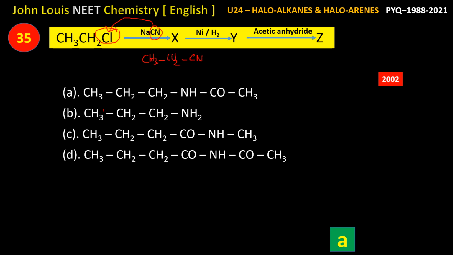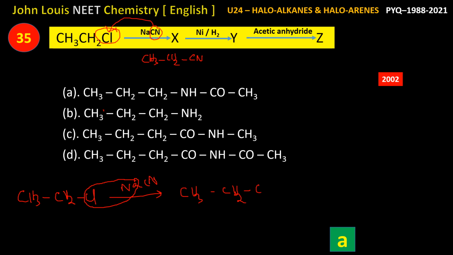Okay, so let me write it down here so that we can clearly understand this. CH3CH2Cl is treated with sodium cyanide. Sodium chloride forms and cyanide replaces the chlorine. Therefore you will get CH3CH2CN. CN can be written as what? C triple bond N. That is cyanide.